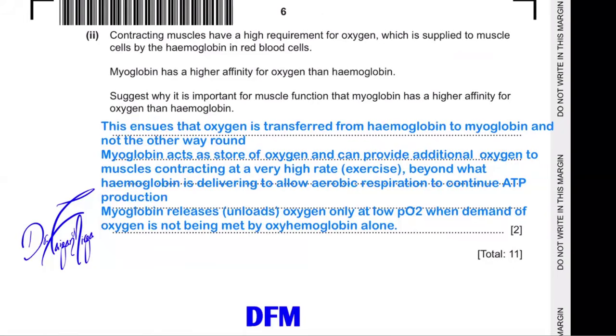Myoglobin acts as a store of oxygen and can provide additional oxygen only when the contracted muscle is respiring at a very high rate and needs a lot of supply of oxygen beyond what the aerobic capacity can deliver. So myoglobin unloads oxygen only at very low partial pressures, when the demand for oxygen is not being met by oxyhemoglobin alone.